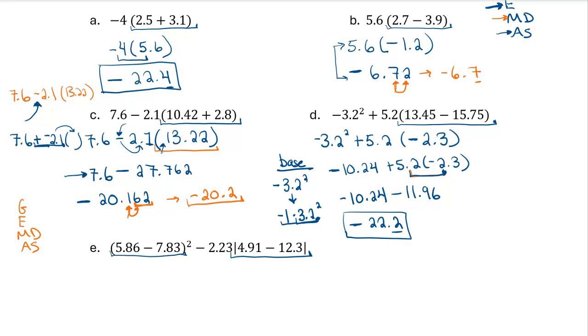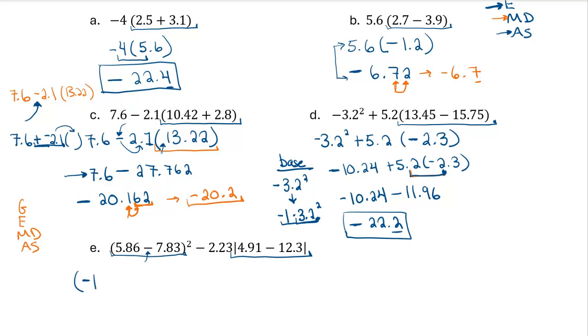First thing I'll do is combine what's inside the first parenthesis. I notice that I have more negatives than I do positives. So I know that my answer inside the parentheses is negative. So I do my 5 86/100 minus 7 83/100.